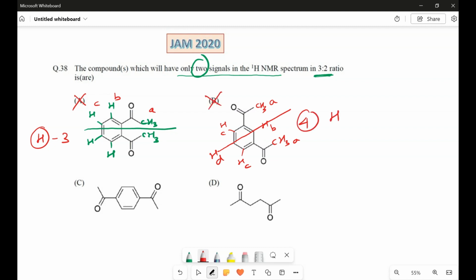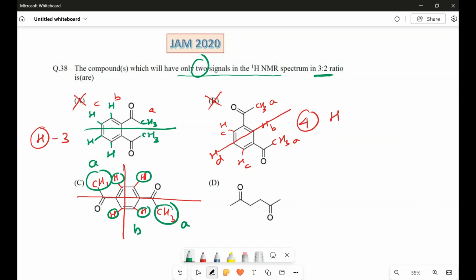Now come to the C molecule. Cut the molecule like this. You can also cut the molecule like this. All the 4 aromatic hydrogens will be equivalent because I've cut the molecule into 2 equal halves. So this CH3 and this CH3 will give me A signal, and all the aromatic hydrogens together will give me B signal. So I have 6 protons corresponding to A signal and 4 protons corresponding to B signal. When I divide them by 2, I get 3 is to 2. So this molecule seems to be correct.